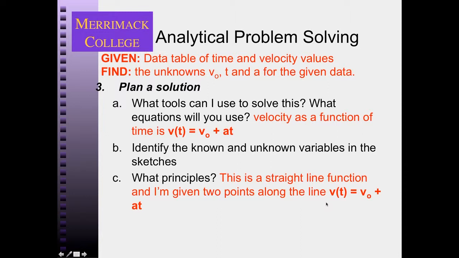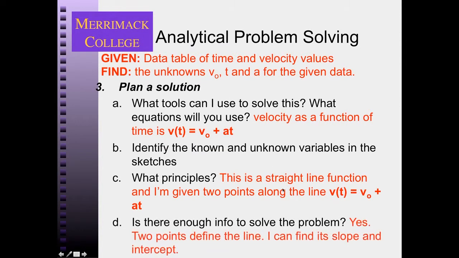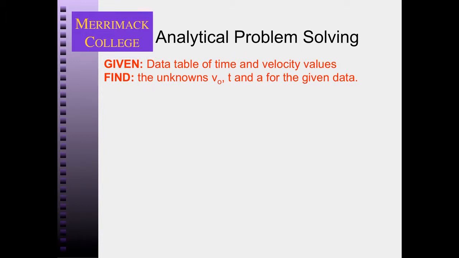Okay? And we've already identified the known and unknown variables. And is there enough information to solve it? Well, we know that 2 points define a line, and so we're just looking for the other information about the line. So we've got enough information to solve it. This is the formal process, but depending upon the complexity of the problem, you may not need all of them, right? But it's good to think about them anyway.